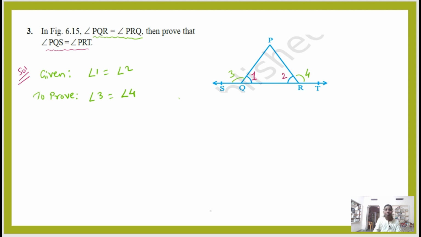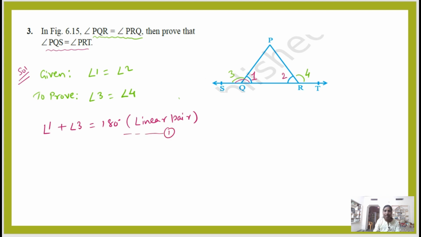Now, observe carefully. Angle 1 plus angle 3 is equal to 180 degree. Why? Because they form a linear pair. Linear pair means straight angle which is equal to 180 degree. Let us name it equation number 1.